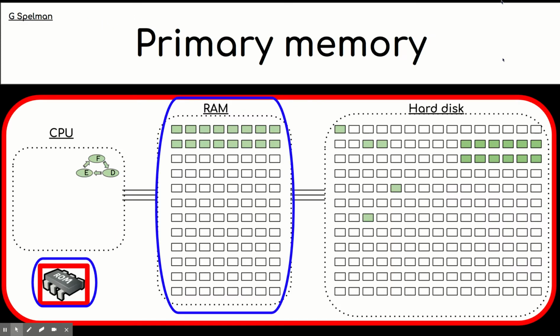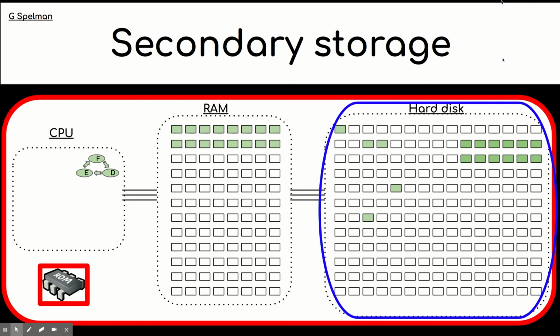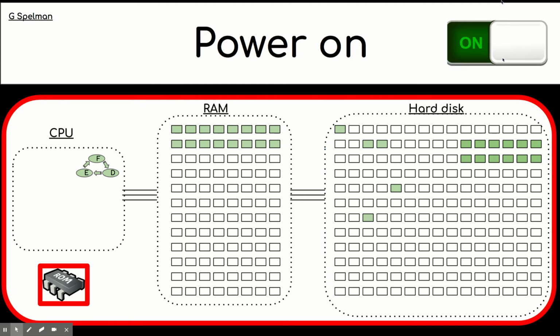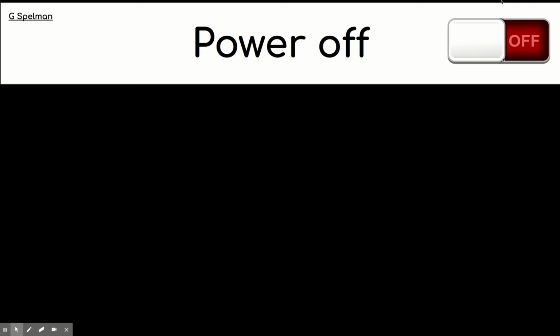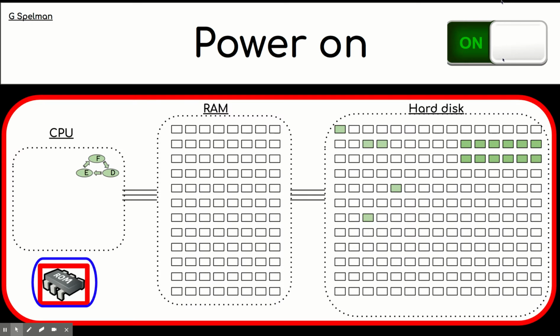So in our last video, we learned that RAM and ROM are primary memory. In this video, we're looking at secondary storage, and the hard disk is an example of secondary storage. On my screen, I'm showing you RAM and the hard disk with contents, and the power is on. I'm going to remove the power. And when the power comes back on again, there is no contents in RAM.